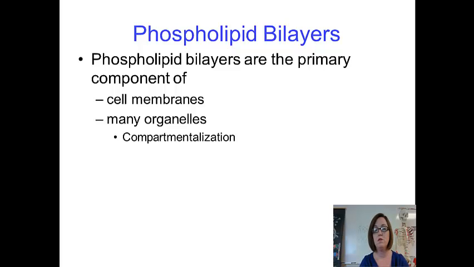Phospholipid bilayers also form many of the organelles that we find inside of a cell. For example, the endoplasmic reticulum and the Golgi apparatus and mitochondria, they all have phospholipid bilayers. The fact that the inside of the cell is separated into separate little units called organelles refers back to a concept called compartmentalization, which just means you have all these separate little compartments inside of the cell. And what separates one compartment from another is a phospholipid bilayer. But today we want to concentrate on cell membranes. We're not going to talk about the organelles.